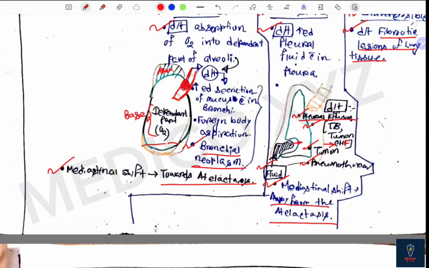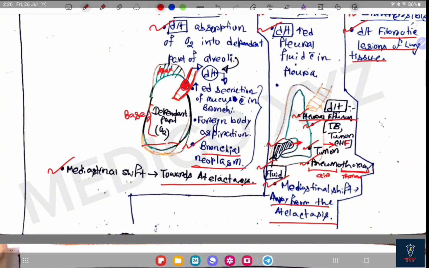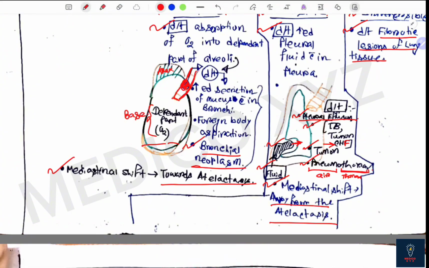Pneumothorax means pneumo, air, within the thoracic cavity. Air within the thoracic cavity. Here we can see the fluid accumulated within the pleura, and it pushes the lungs, and the mediastinum shifts away from the atelectasis.